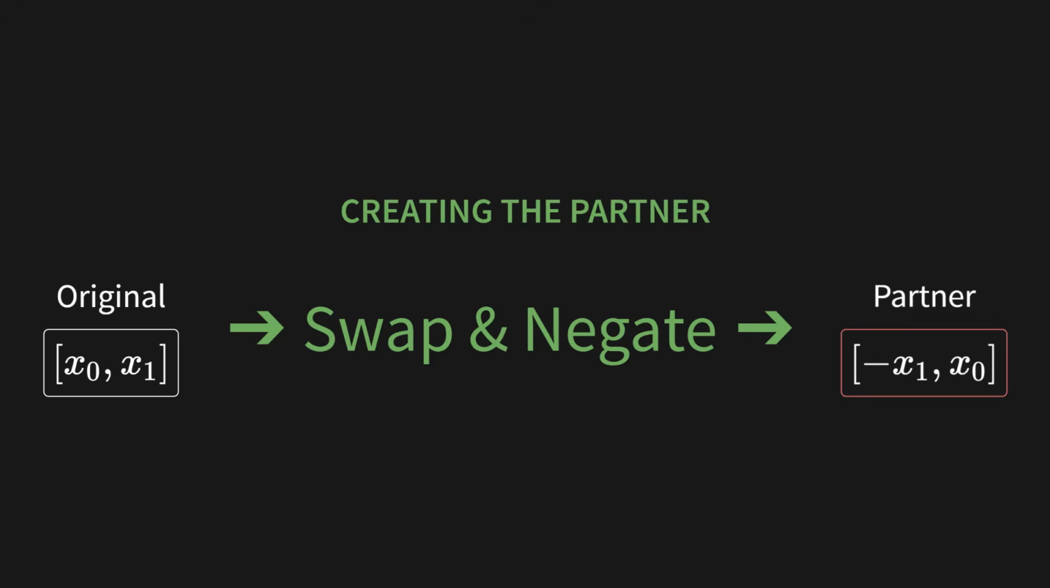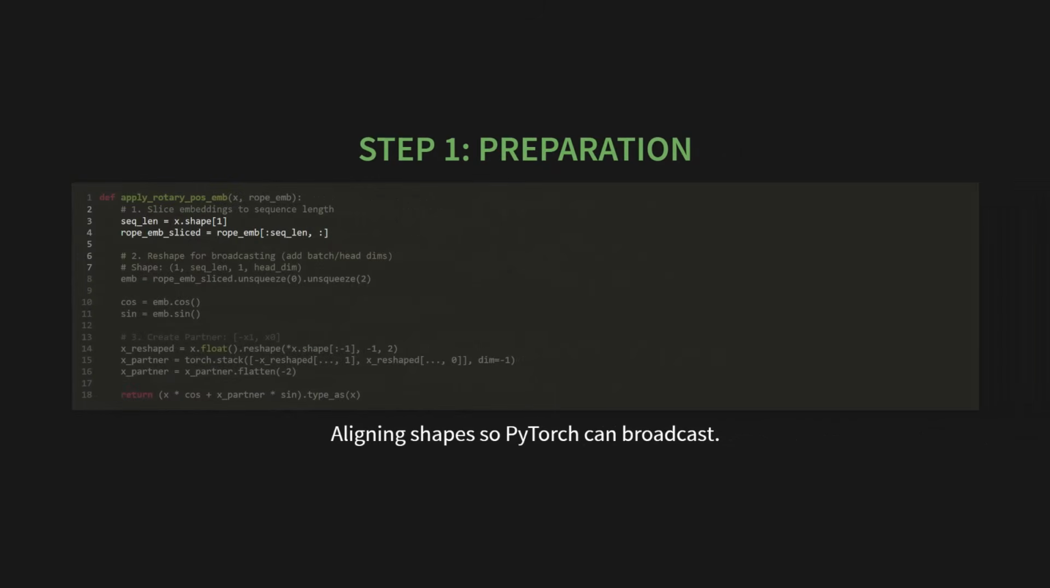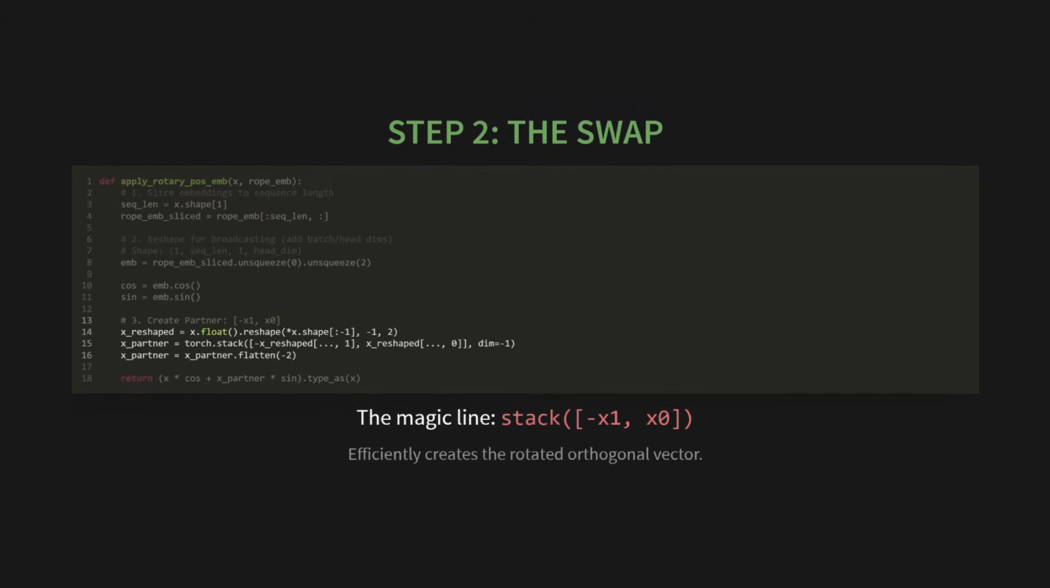Let's see it in the final function. Apply rotary pos emb. Step 1 is preparation. We slice our big embedding table to match the sequence length of our input. Then we do some unsqueeze operations. This is just reshaping the tensor. It's a bit of PyTorch plumbing to make sure the shapes will align perfectly for broadcasting. Then we calculate the cosine and the sine of all our angles.